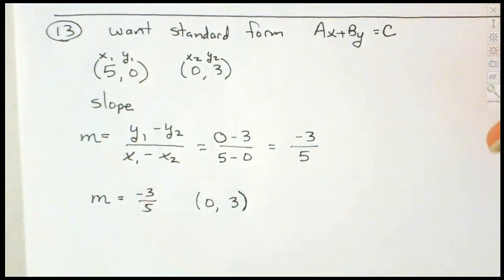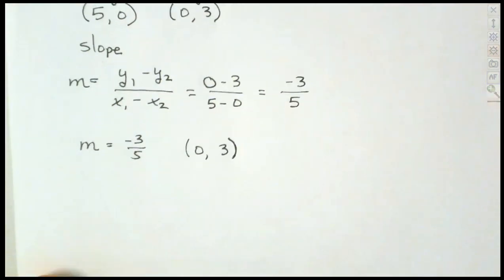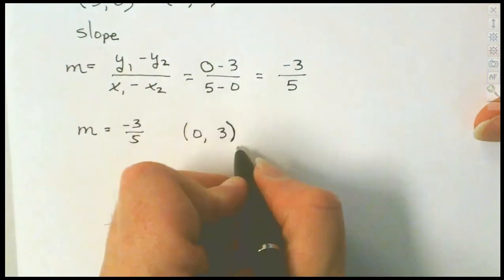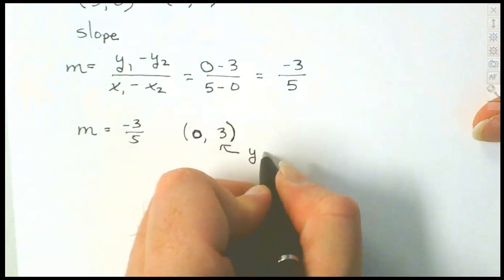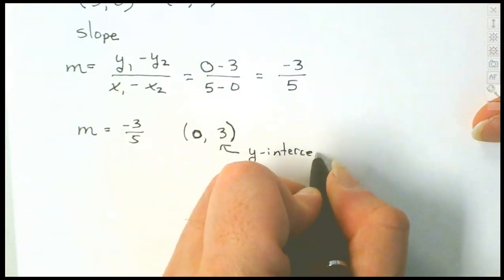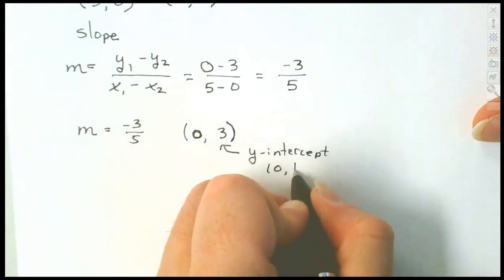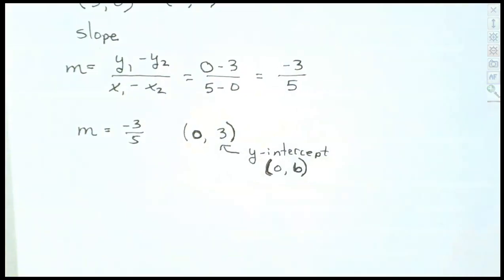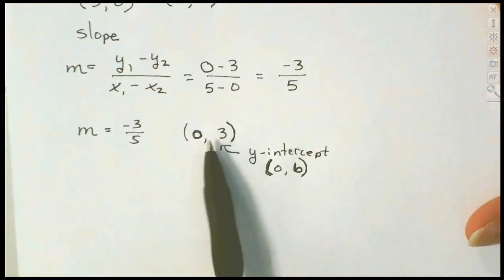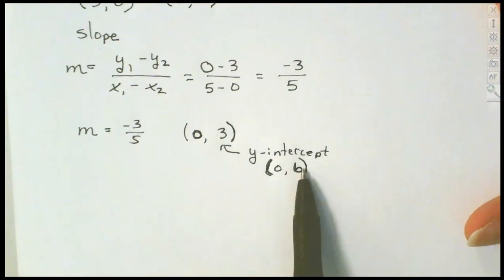I picked 0, 3 because what is this? We talked about this quite a bit in the last section. Because of this 0 right here, this is the y-intercept, and that's 0, b. Remember that? So we can save ourselves a little bit of work. Anytime you have the y-intercept, pick that one, because you can use that to jump directly to your answer in slope-intercept form. Remember, it's 0 in front, comma some number. That's your b.